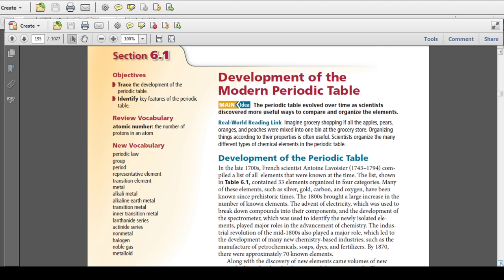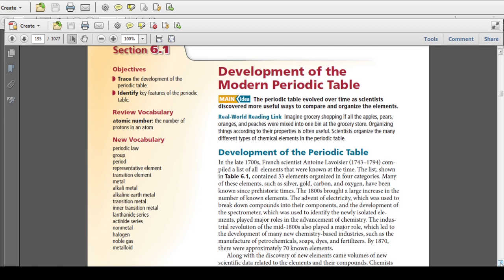The 1800s brought a large increase in the number of known elements. The advent of electricity, which was used to break down compounds into their components, and the development of the spectrometer, which was used to identify the newly isolated elements, played a major role in the advancement of chemistry.